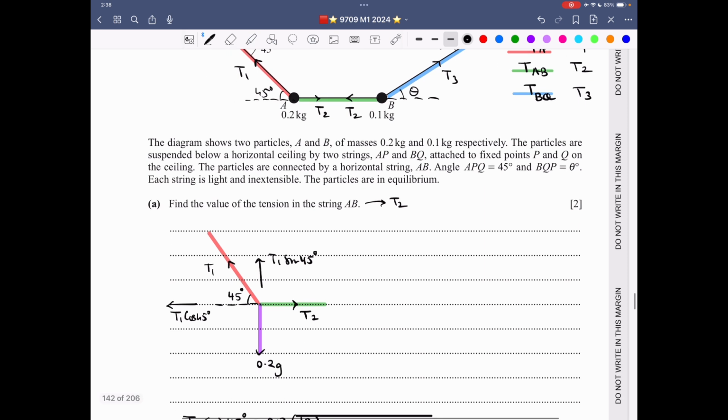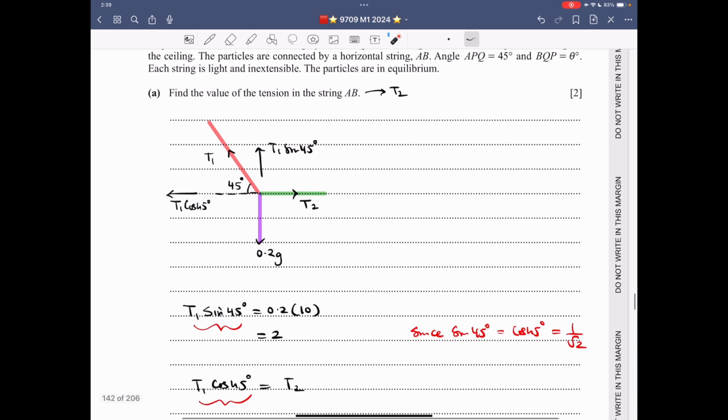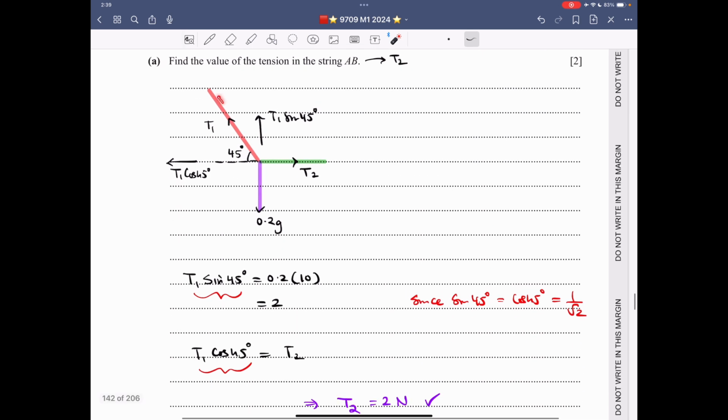So now it says, find the value of tension in the string AB. So that is T2. Just focus on the particle. That's where the magic lies. What are the forces acting on it? The weight, tension pulling to the right, and this tension over here. It has nothing to do with the blue tension as such. So now this force needs resolution. This is T1 cos 45. This is T1 sin 45. This is T2. This is 0.2 g.